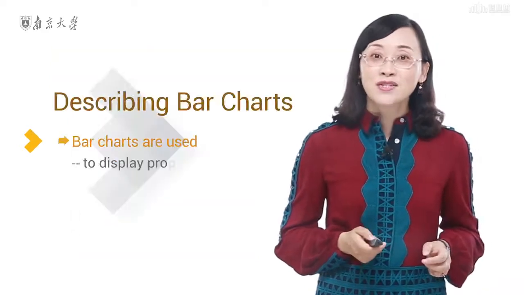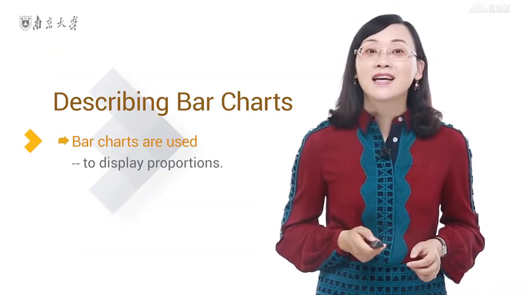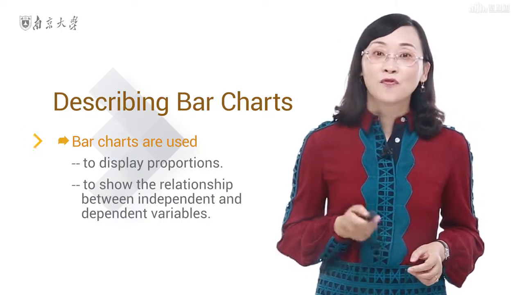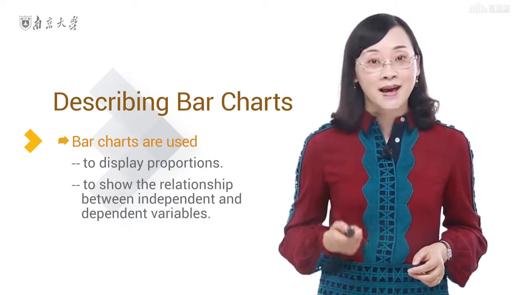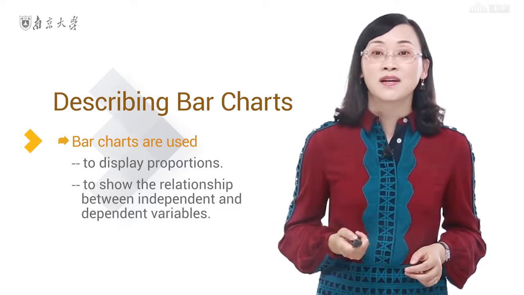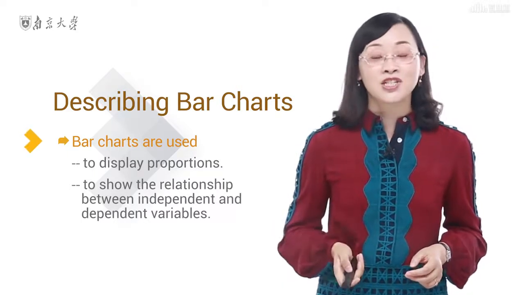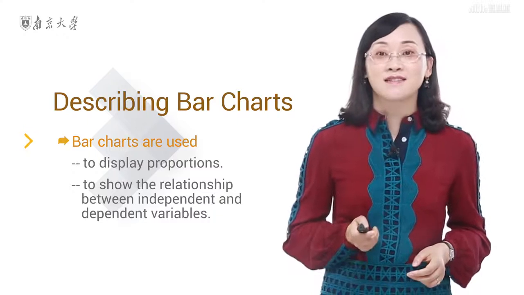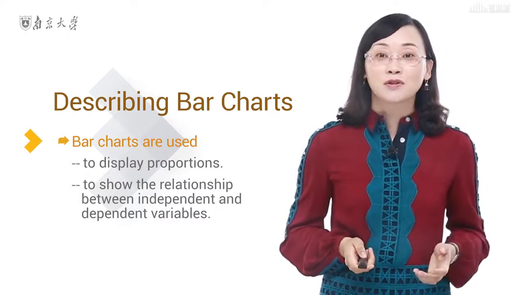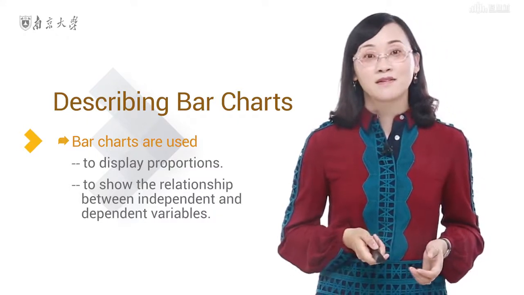Bar charts are used to display proportions. In particular, they are useful for showing the relationship between independent and dependent variables. Some examples are occupation, gender, and species. The scale and origin of the graph should be meaningful.